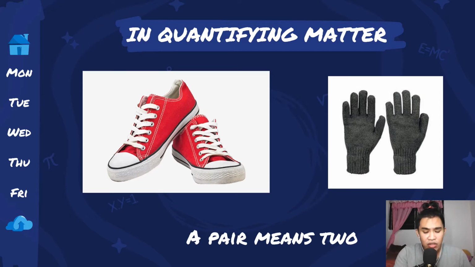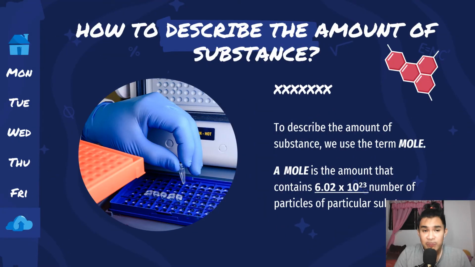But in terms of substances, how do we describe the amount of them? We are referring to atoms, molecules, compounds, ions, and the like. So how do we describe the amount of these substances? To describe the amount of these substances, we use the term mole. So what is a mole?